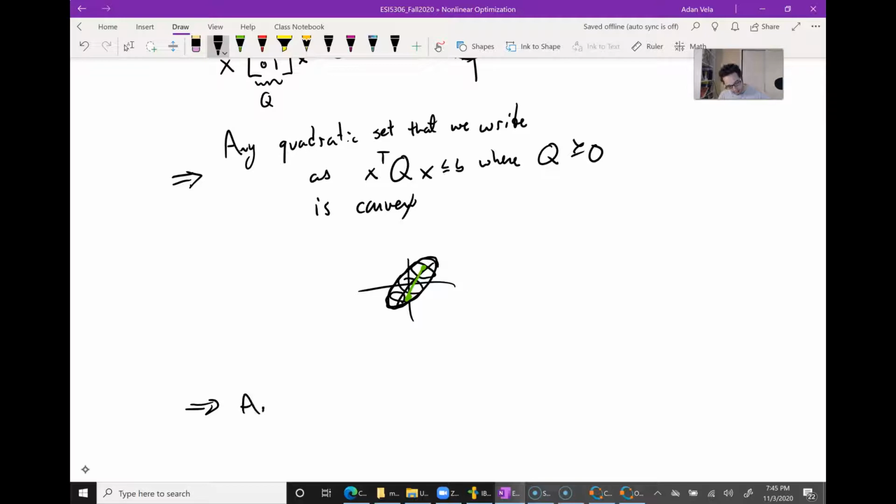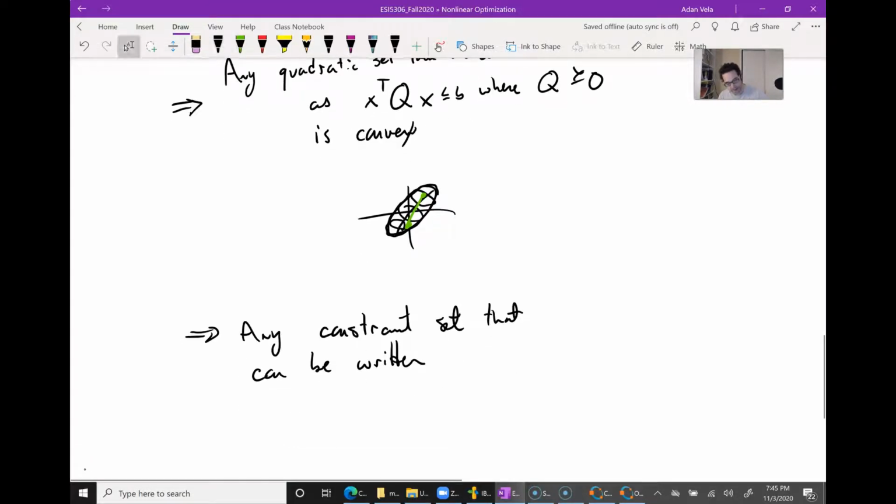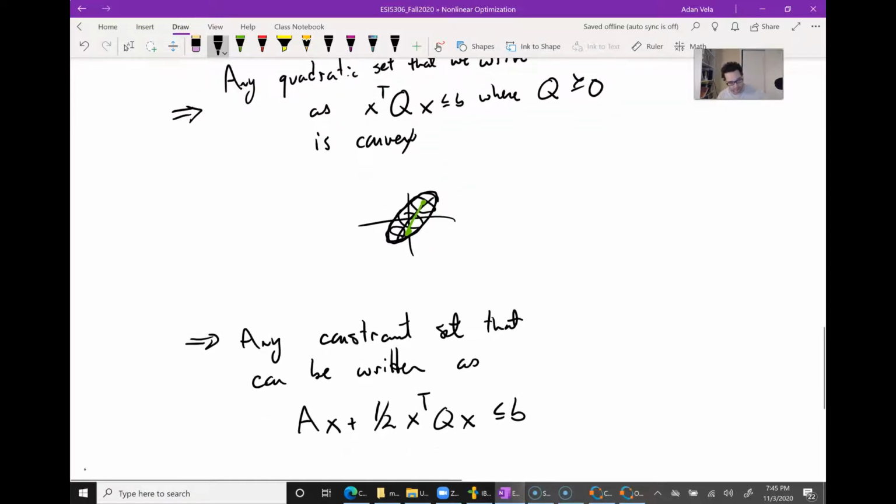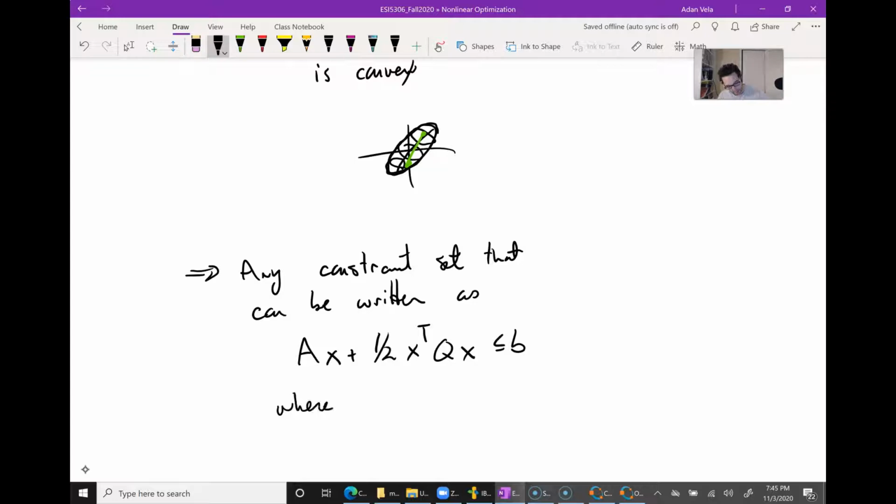So any constraint set, so anything that can be written as Ax plus 1/2 x transpose Qx is less than or equal to b, where Q is positive semi-definite, is convex, is a convex set, sorry.